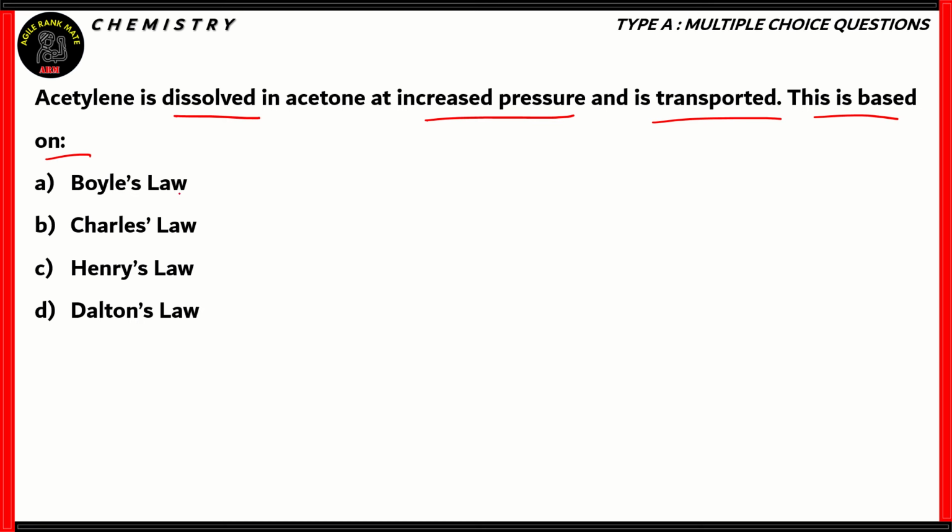Now, we will use elimination here, and it's clear that Boyle's law and Charles' law cannot be the answers. First of all, acetylene is a gas, C2H2, and acetone is a liquid. Now, gas dissolving in a liquid is part of solutions, while Boyle's law and Charles' law are both part of the set of laws which are known as gas laws.